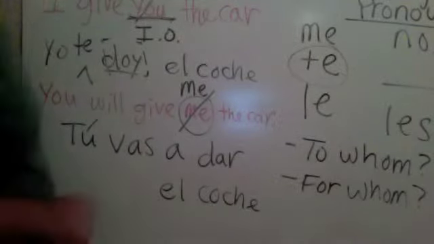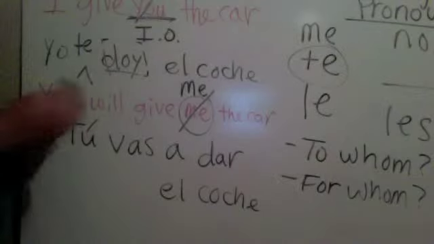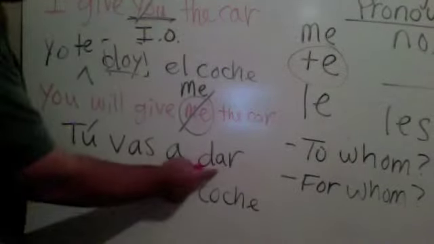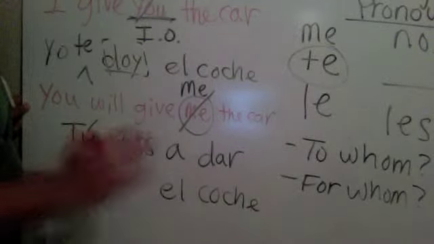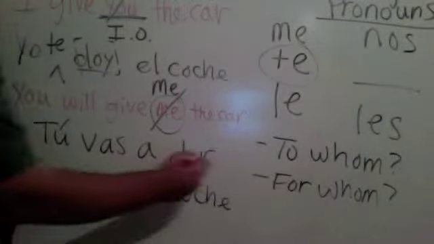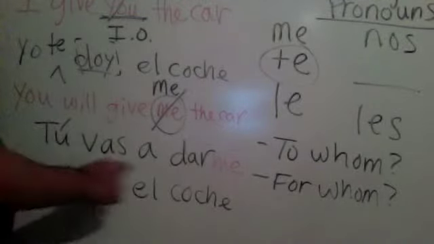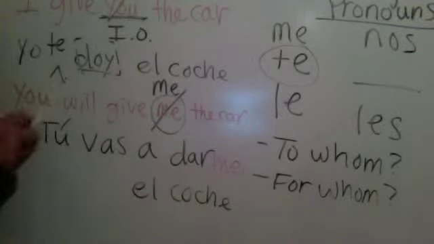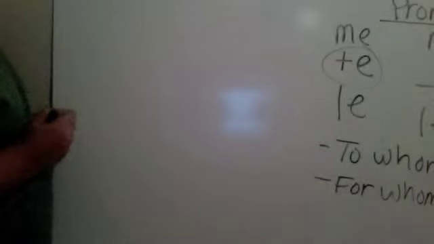You also learned with the direct object pronouns, one of your placements was attached to an infinitive verb. Let's do it there, I like that better. Here's our conjugated verb. Here's our infinitive verb. The infinitive verb just means that it's not conjugated in any way. So we can attach it here. Tú vas a darme el coche. That's another placement option.